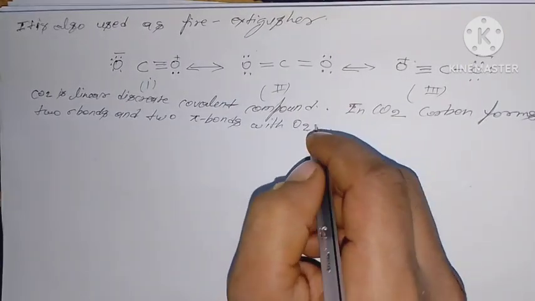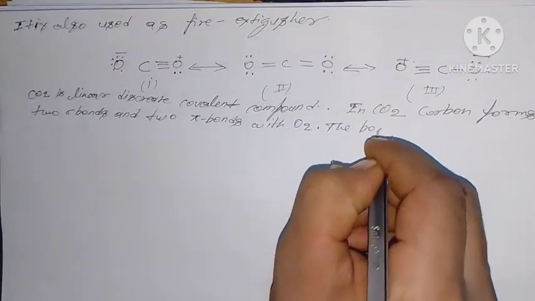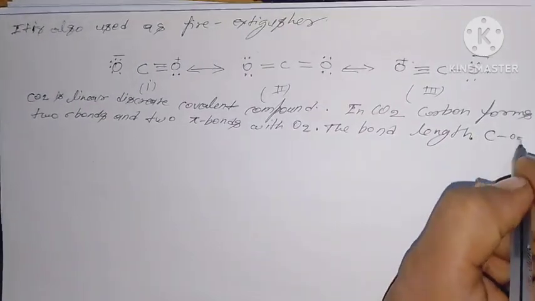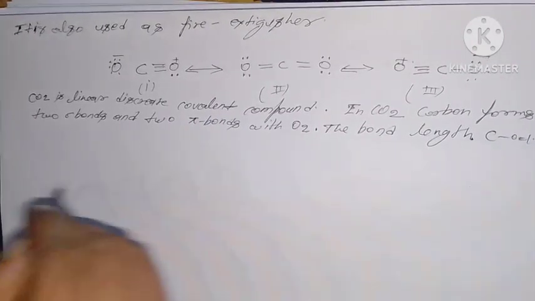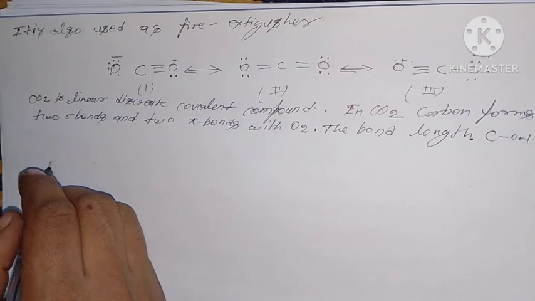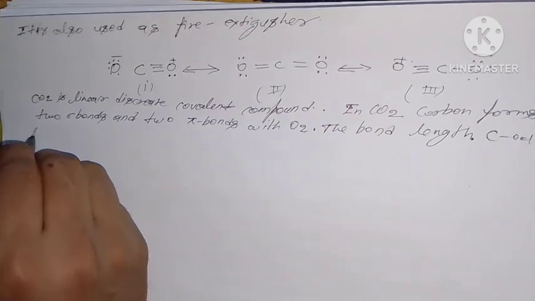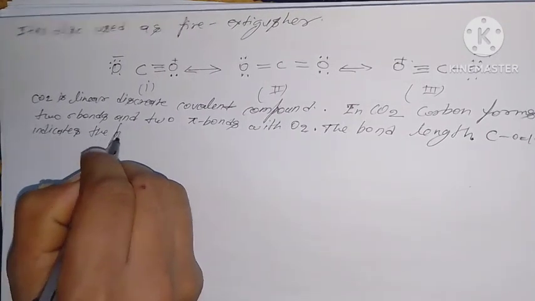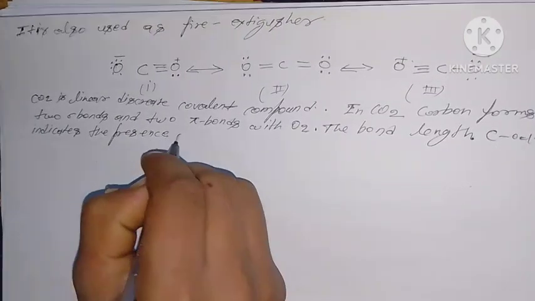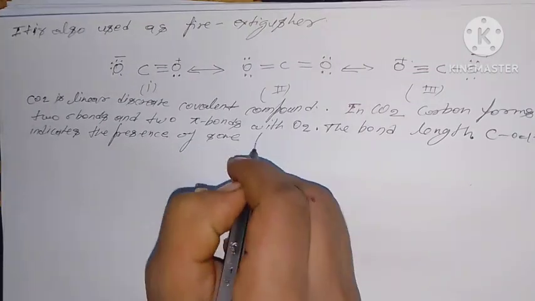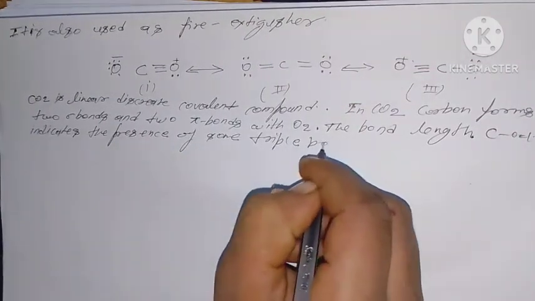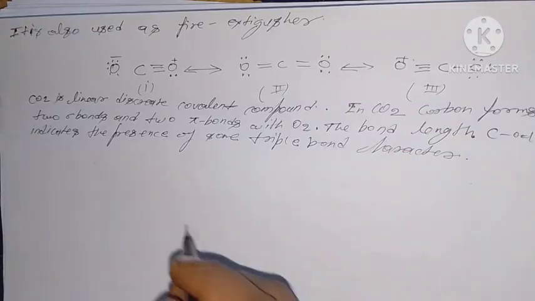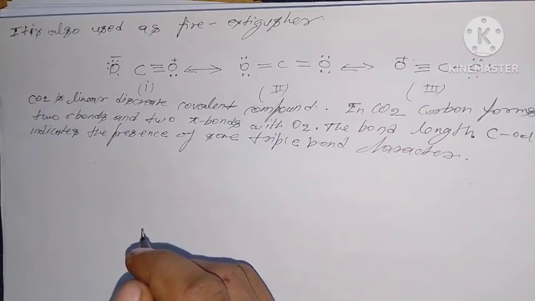The carbon-oxygen bond length is 1.16 angstrom, which indicates the presence of some triple bond character. That is why carbon dioxide is a resonance hybrid.